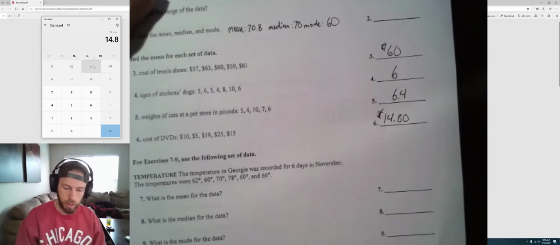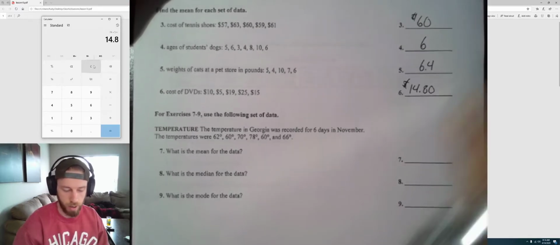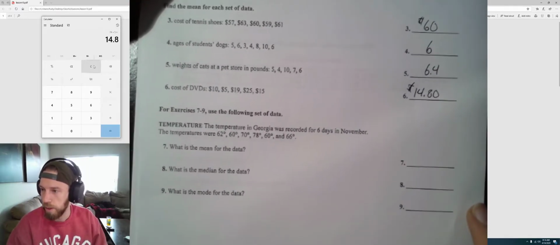Let's go ahead and swing on down here to the bottom of the page. Hopefully you guys are doing pretty good with this. I like questions about average and mean.